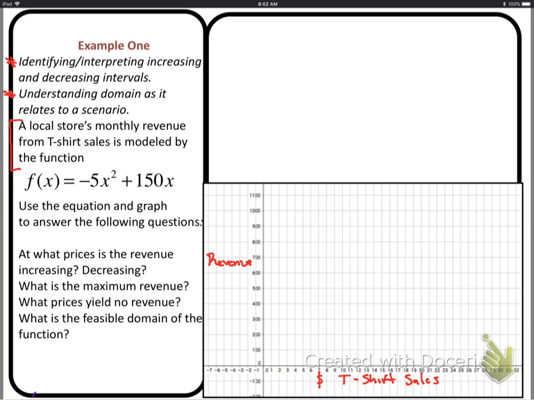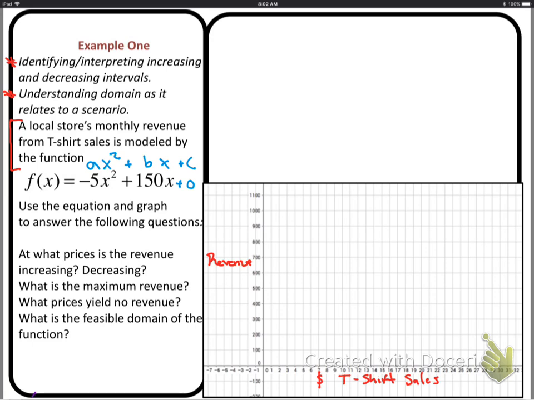We have f of x equals negative 5x squared plus 150x. So the first thing we want to do is go ahead and graph this quadratic. We all know how to graph, and if not, you can always refer back to the videos from the earlier lessons in Unit 2. If we're looking at this, we can tell that this is ax squared plus bx plus c. So this is our quadratic in standard form.